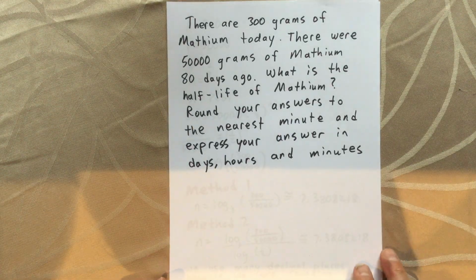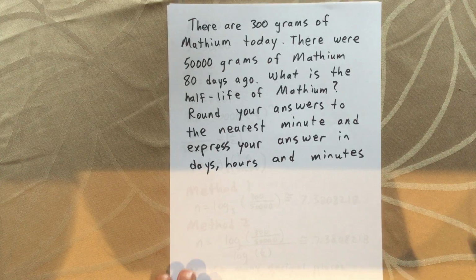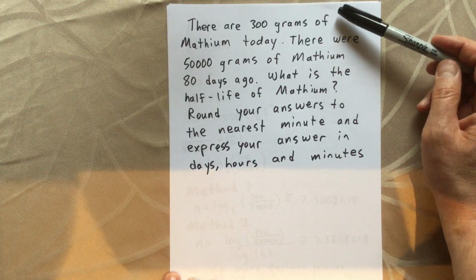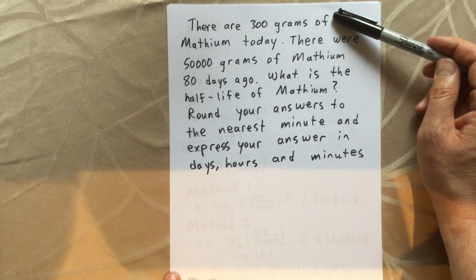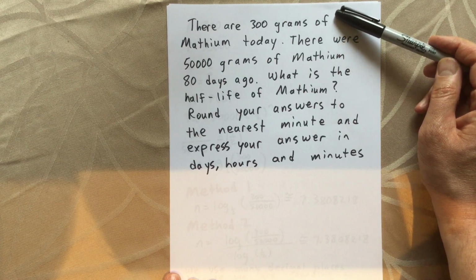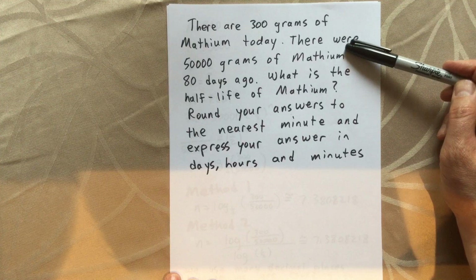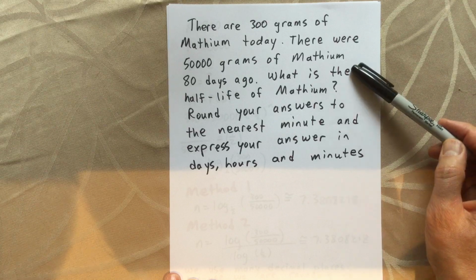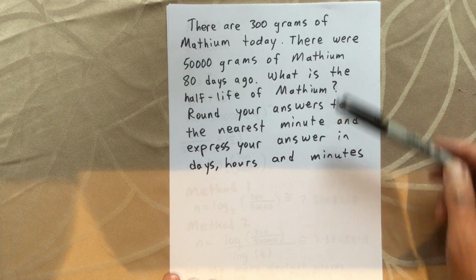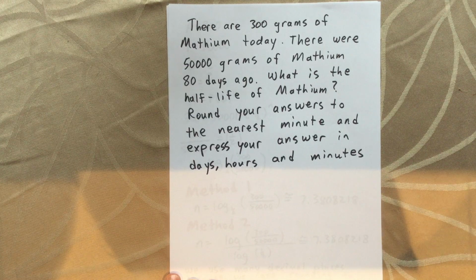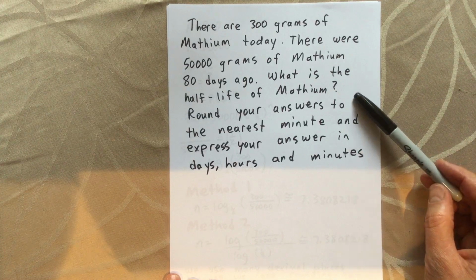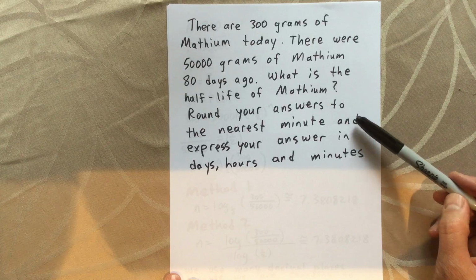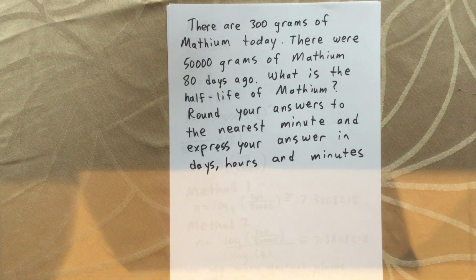And now let's get to our last question, and this is a bit of a toughie, so there's going to be a few steps here. Let's go for it. We know there are 300 grams of mathium today, but we know that there were 50,000 grams of mathium 80 days ago. So over 80 days, it's really decayed quite a lot. We want to know the half-life of mathium. If something decays, we know it's got a half-life. And this question asks us to round our answers to the nearest minute, but to express our answers in days, hours, and minutes.